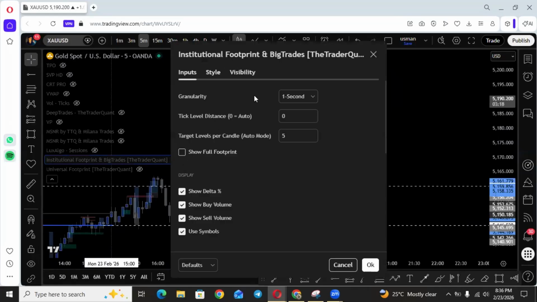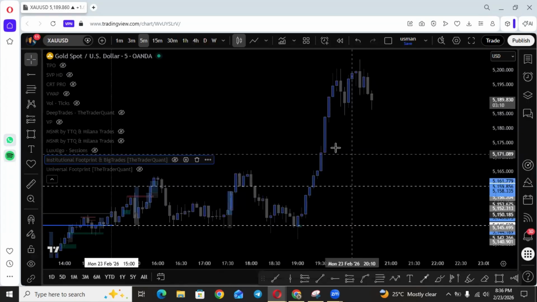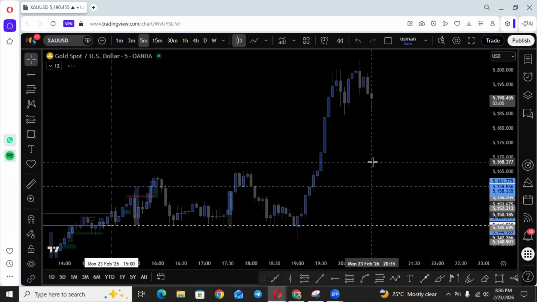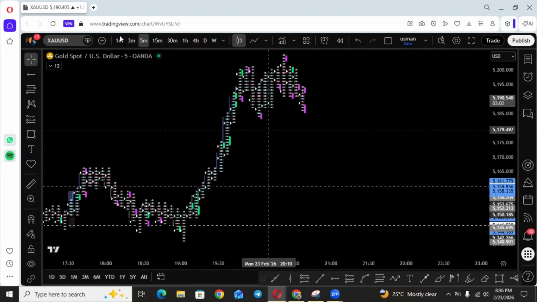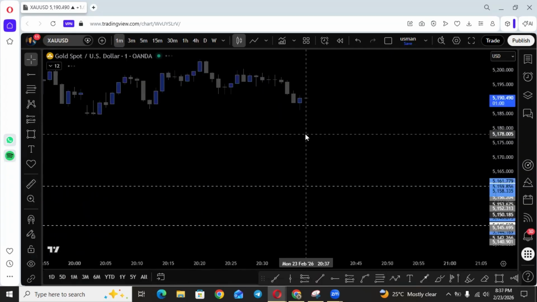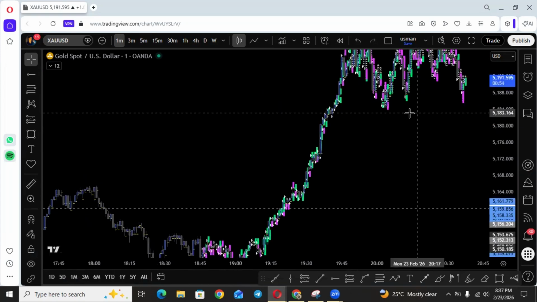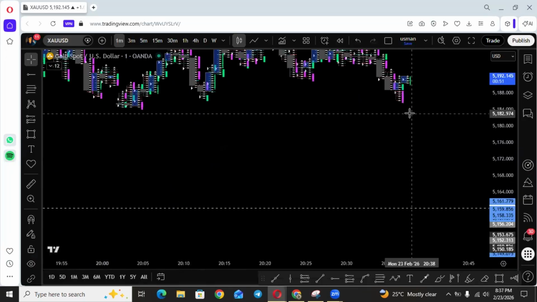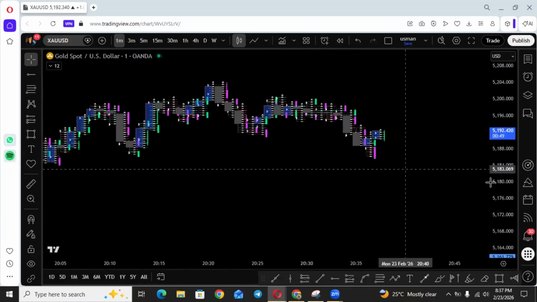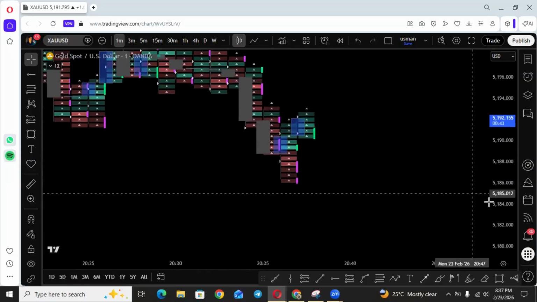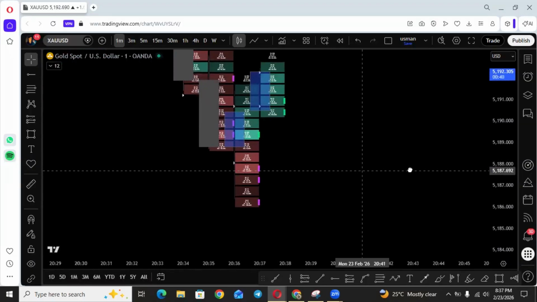If that's the enhanced variant. So this is the option, show full footprints. I will turn this on. And what it will do, let me go to the lower time frame, 1 minute. It will show you the tick based data, what's happening at every candle, at every price level of the candle.